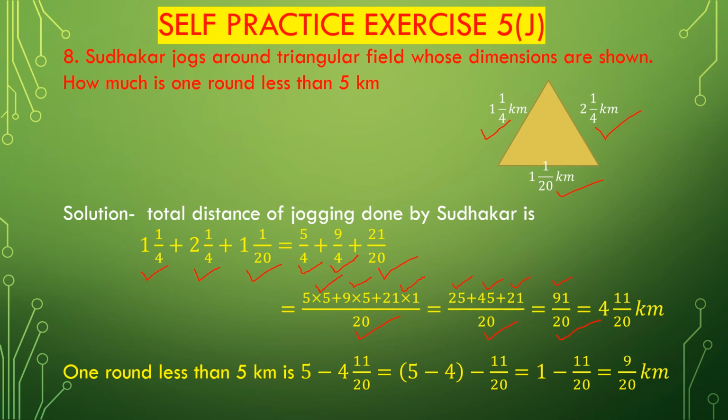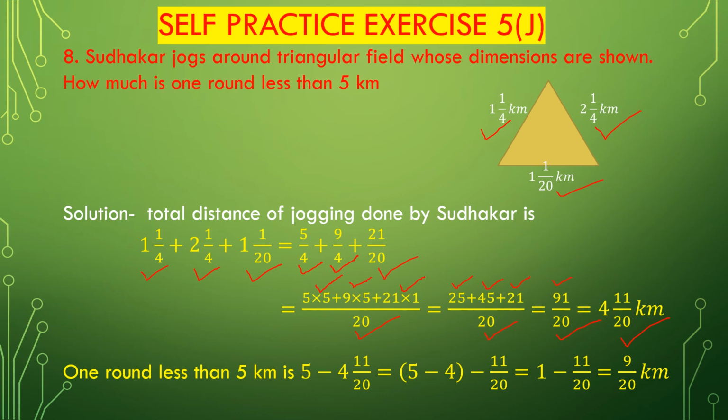We know a mixed fraction is quotient, remainder divided by divisor. So quotient is 4, remainder is 11, divided by divisor 20. So now we get 91/20. Converting this improper fraction 91/20, we get 4 11/20. 4 11/20 is a mixed fraction. Now we get 4 11/20 kilometer, which is the total distance of jogging done by Sudhakar in this triangular field.